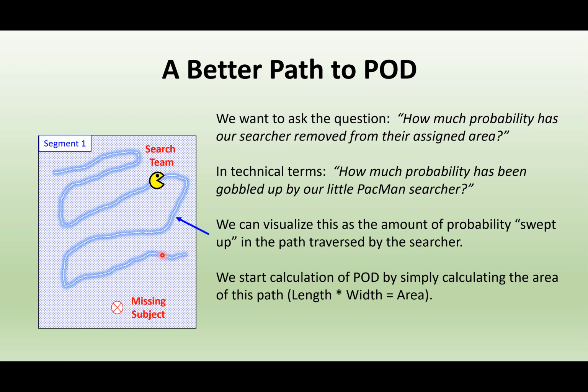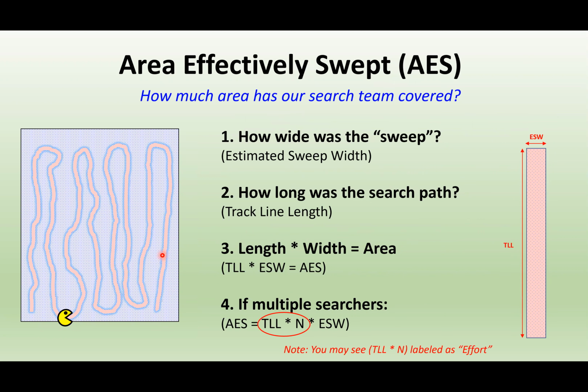So this involves several steps, and I'm going to go through these pretty slowly, one at a time. As a first step, we're going to look at how we get to the concept of area effectively swept, which basically is how much area has our search team covered. And here's where our old friend sweep width becomes important. As our search team is moving through, they're sweeping out this path, gobbling up the units of probability, and we want to calculate the area of that path.